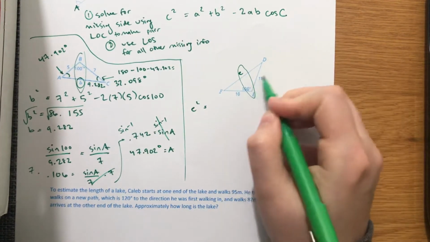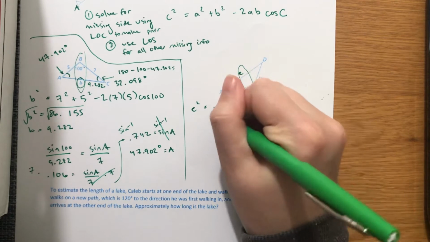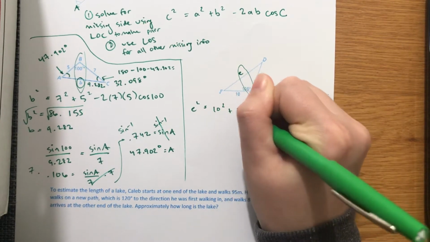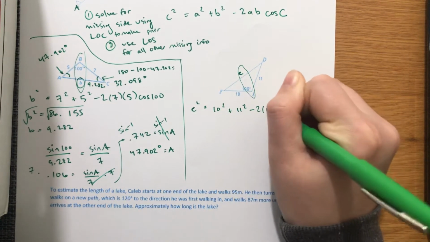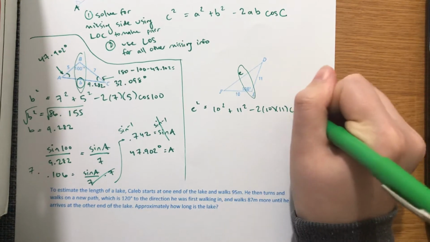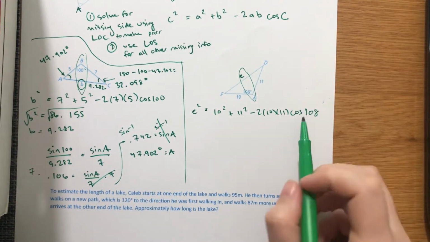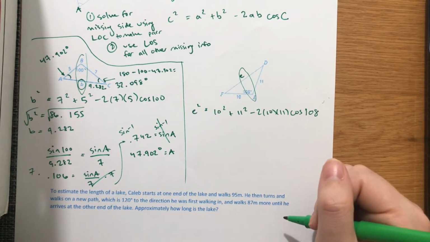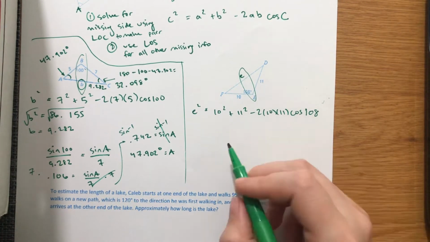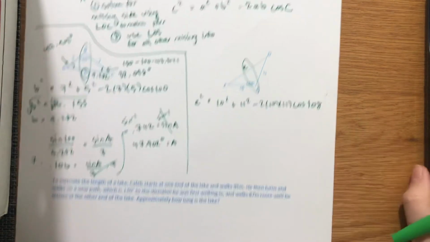equals the other two sides. So these are like our a and b or whatever. So 10 squared plus 11 squared minus 2 times 10 times 11 cosine of 108. 108 because that's the angle. All right, and then like I said, you just type this whole thing in and get the decimal.